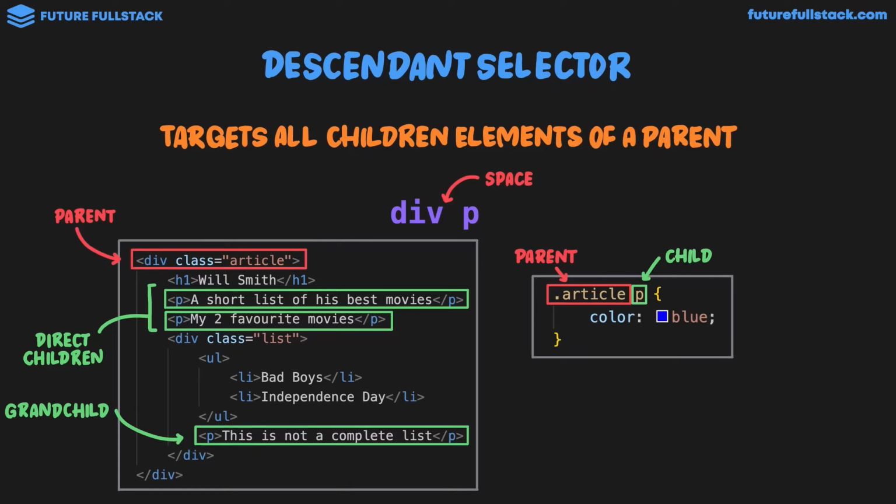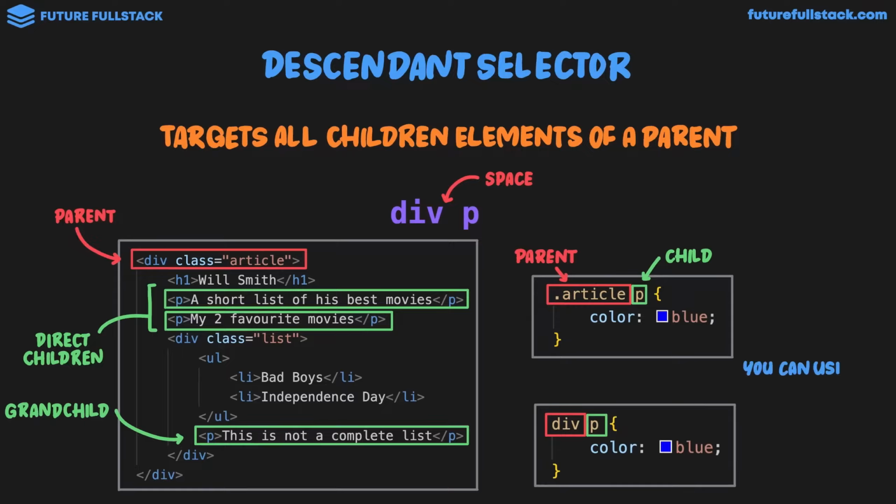Now just a small note, we can use any type of selectors. In the example I showed you, we used a class selector, which was the parent, followed by a type selector, which was the child. But we can use any selectors. For example, we could achieve the same thing by two type selectors, div, which would be the parent, and the paragraph type selector, which again would be the child. So you can use any selector types. The important thing to note is that the first selector you choose is the parent, followed by a space, followed by the second selector, which will be the child.